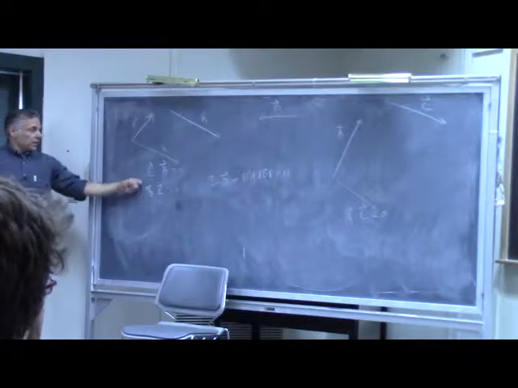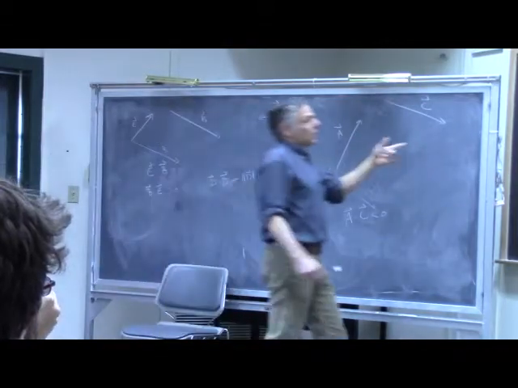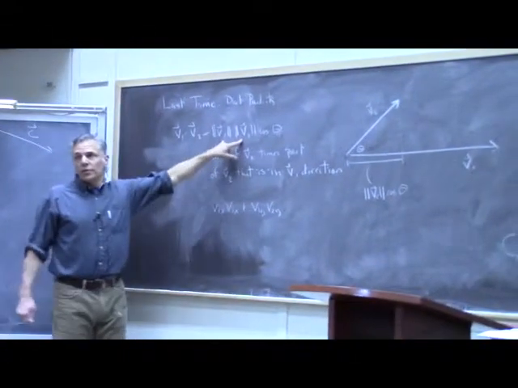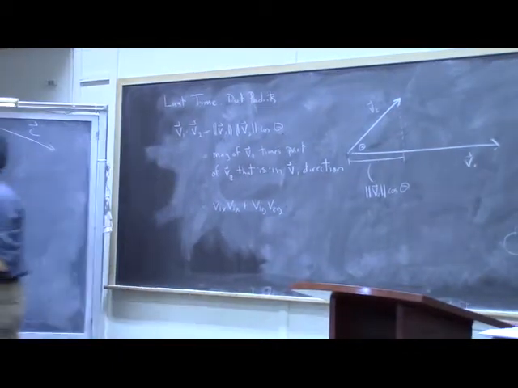The dot product is symmetric. E dot B equals B dot E. You can see that from here. The dot product at the end of the day is just multiplication, and multiplication commutes. OK, so that's this one.